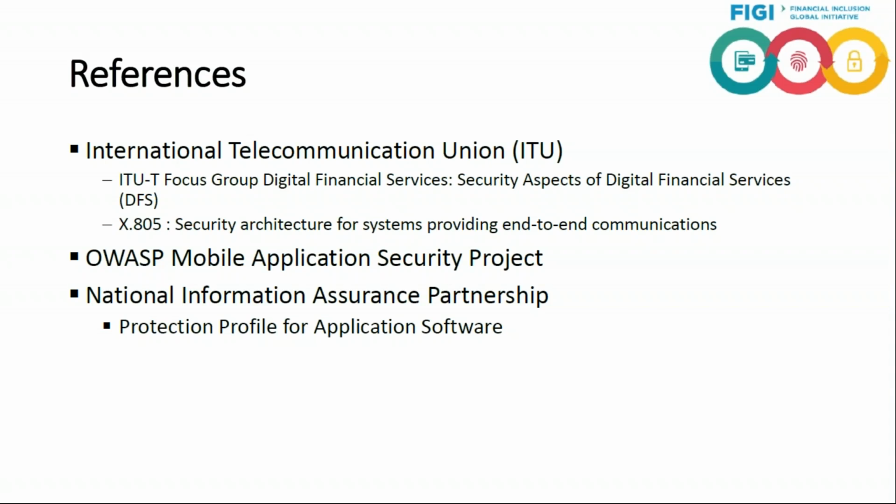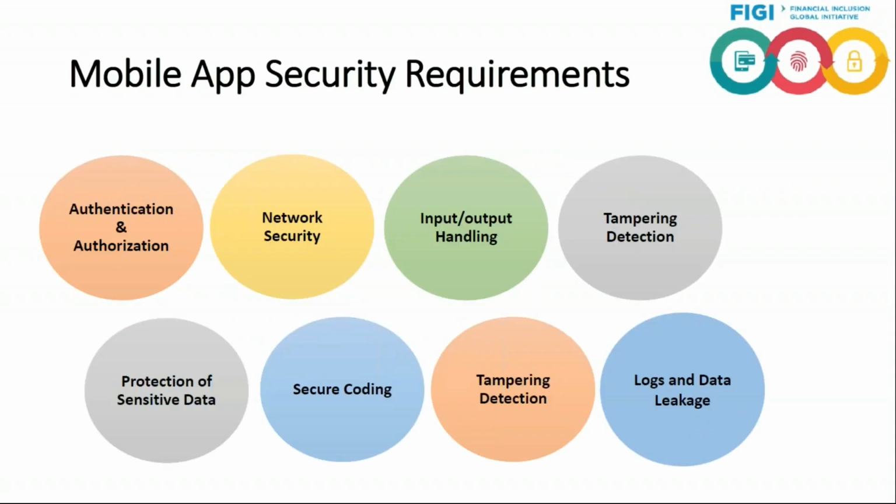So it's a very extensive, very elaborate kind of document, the protection profile for application software. I would highly recommend it if you are interested in knowing the basics of how to vet the security of apps. This is one of the documents you would like to go through. And then there is NIST Special Publication 800-163, which is also about vetting the security of mobile applications. That's also an interesting document.